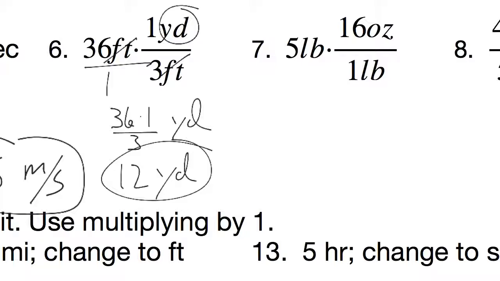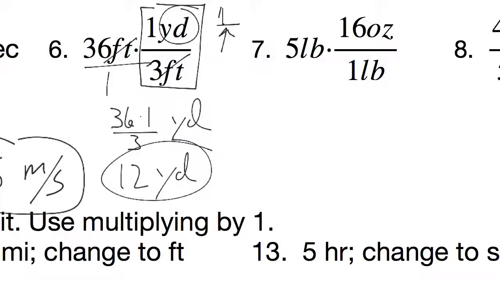36 feet, 12 yards. Notice we're multiplying by a form of the fraction 1. 1 yard is equal to 3 feet. So really multiplying 36 feet times 1 as a fraction won't change the actual length. The only thing we're changing is the units that it's expressed in.